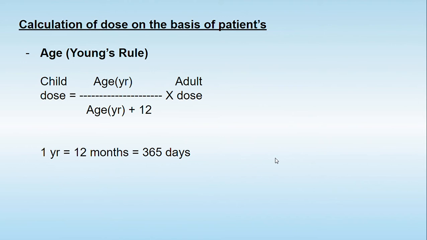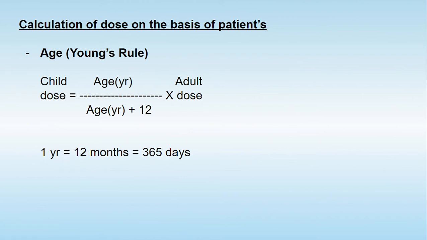The first highlight is how to calculate the dose on the basis of the patient's age. Generally, this formula is used for a small child, so that's why I wrote here the child dose. The child dose is equal to age in years divided by age in years plus 12, multiplied by the adult dose. Now, the most important thing is that we are converting the age of the child into years. And how can we do that? As we know, 1 year is equal to 12 months, which is equal to 365 days.